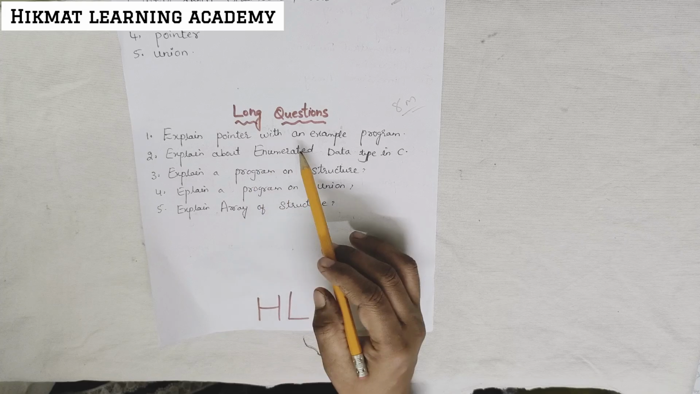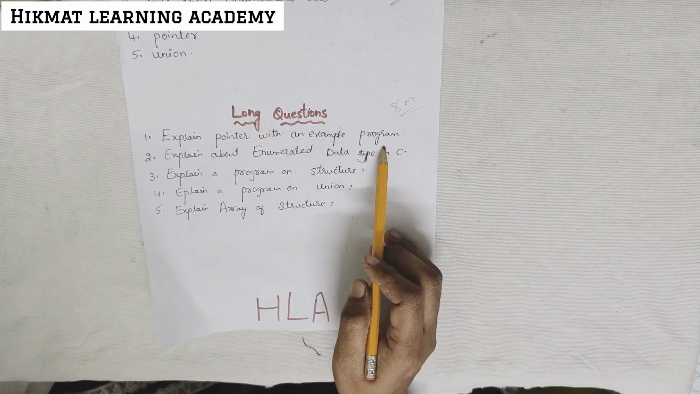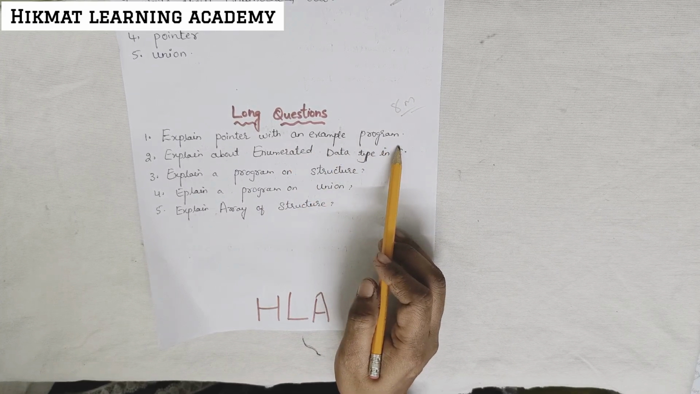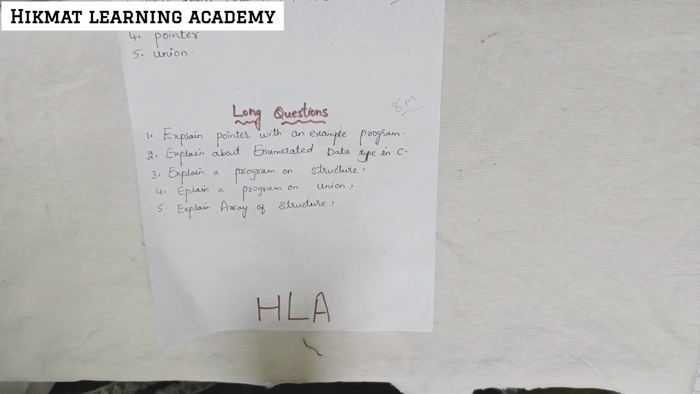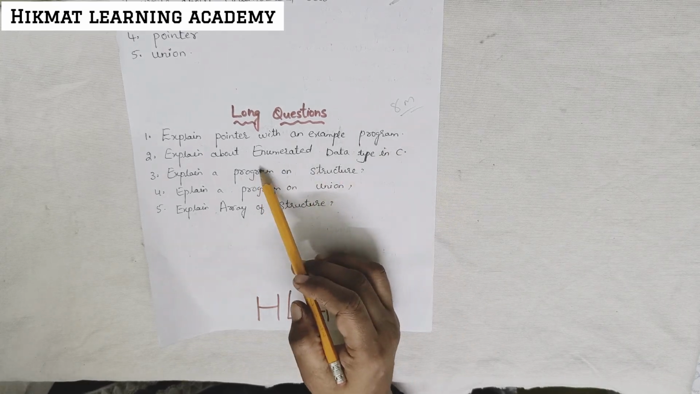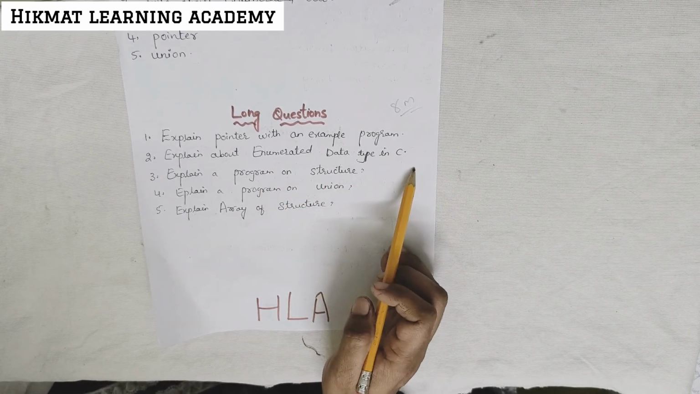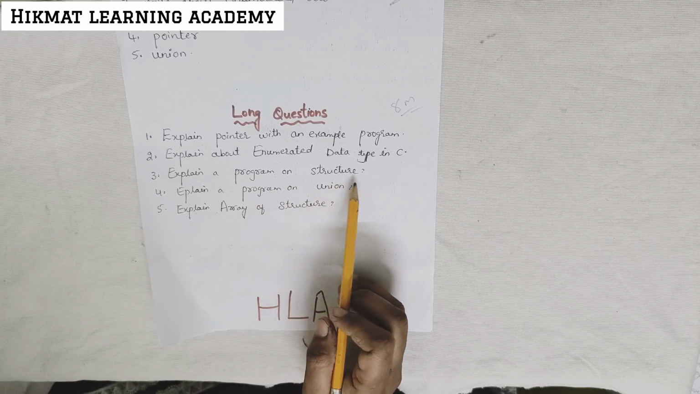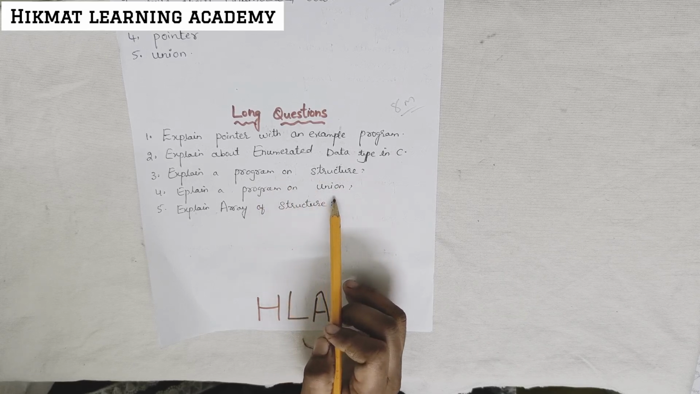Long questions: explain pointer with an example program. Explain pointer with an example program, you have to write the program also. Explain about enumerated data type in C. Explain a program on structure. Explain a program on union.